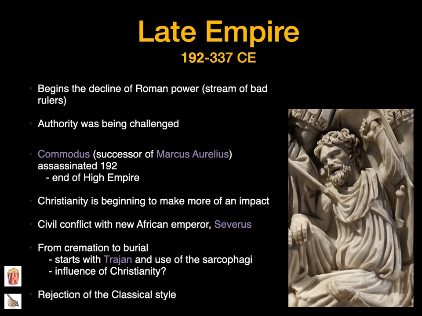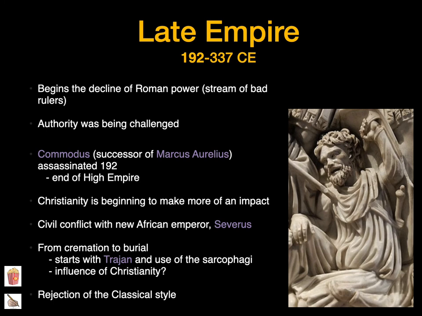Late Empire, 192 to 337 CE. This begins the decline of Roman power, which was in part a result of a stream of bad rulers. Authority was also being challenged. The economy was in decline, and the efficient imperial bureaucracy was disintegrating.